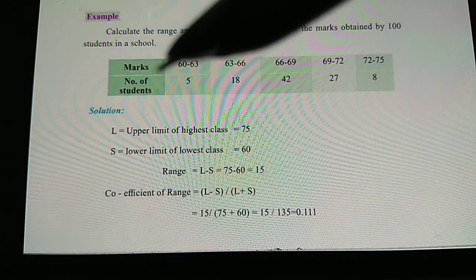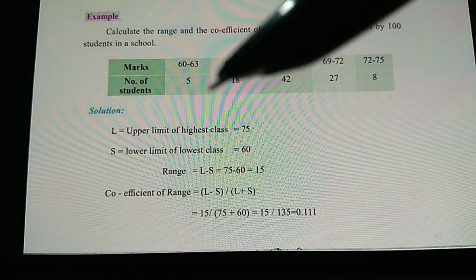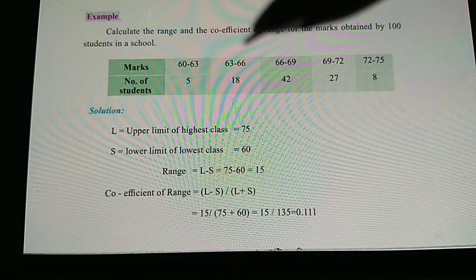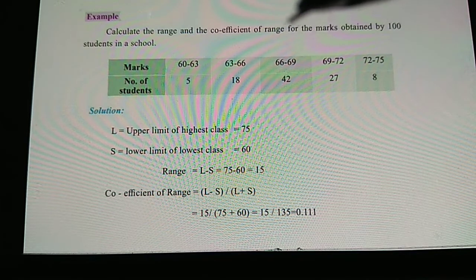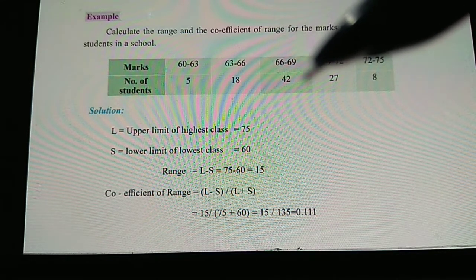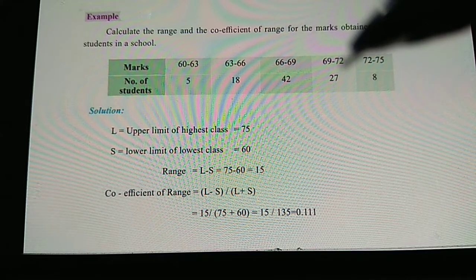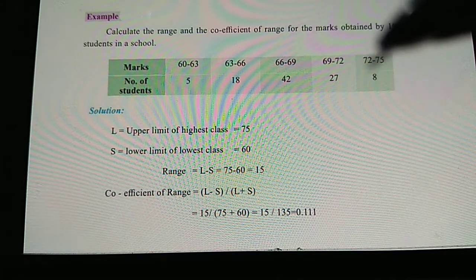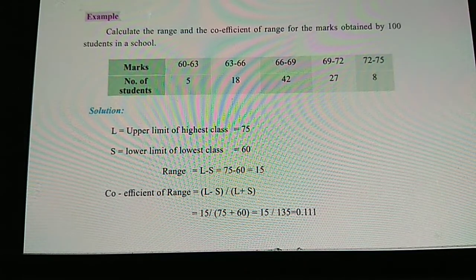The number of students: for 60 to 63, the number of students is 5; for 63 to 66, the number of students is 18; for 66 to 69, it is 42; for 69 to 72, the number of students is 27; and for 72 to 75, the number of students is 8.